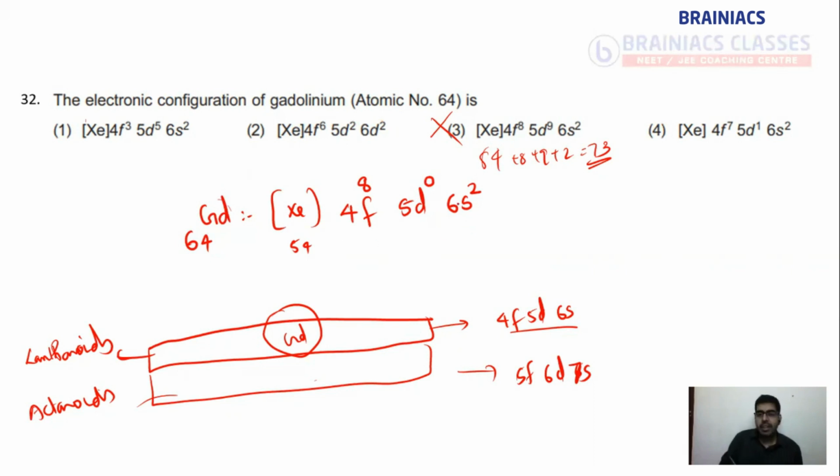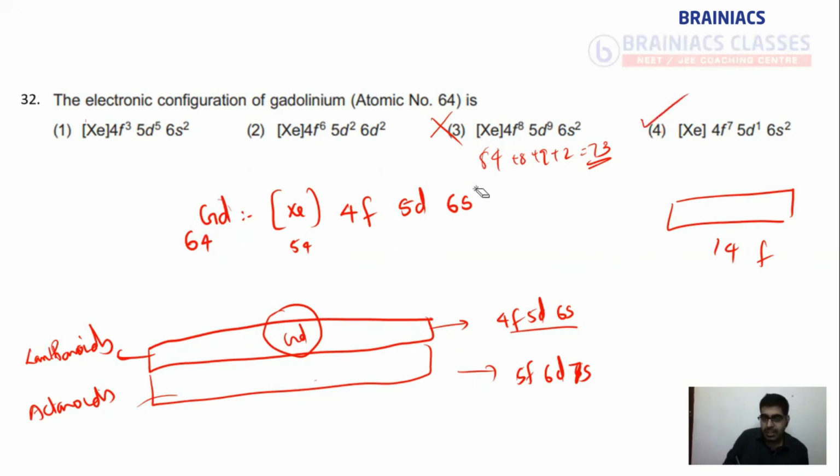But here, F can occupy a maximum of 14 electrons. Now, if one electron migrates from here to here, then the F block is half filled. Half filled is always stable. So the exact configuration is xenon 4f7, 5d1, 6s2. Right answer, option 4. This is the right answer.